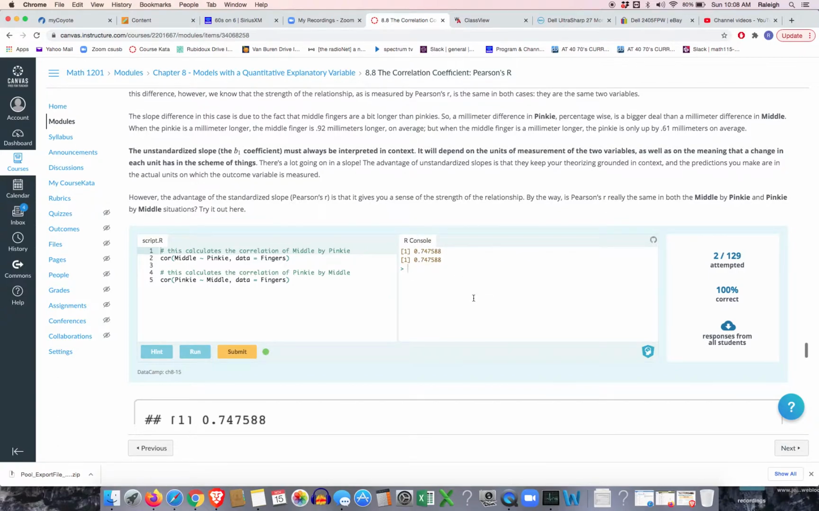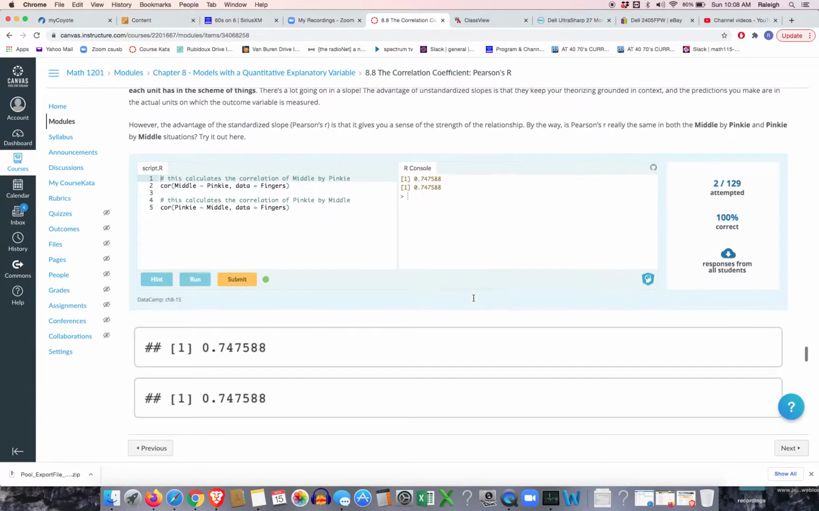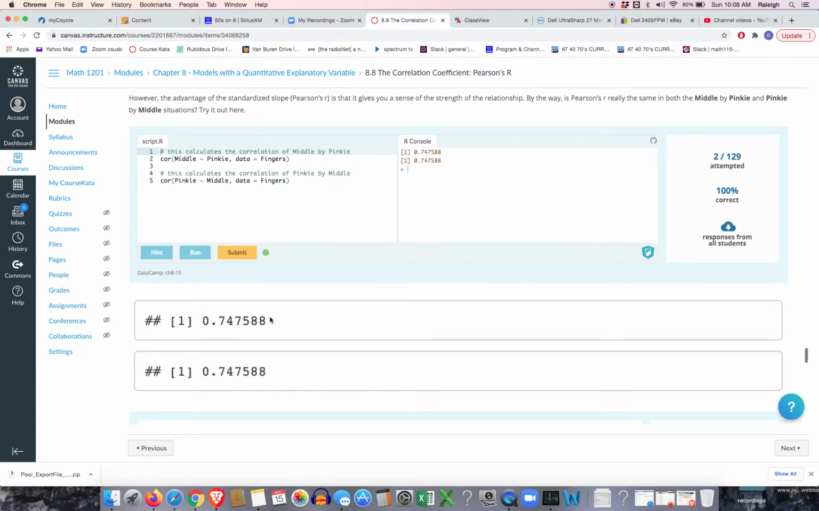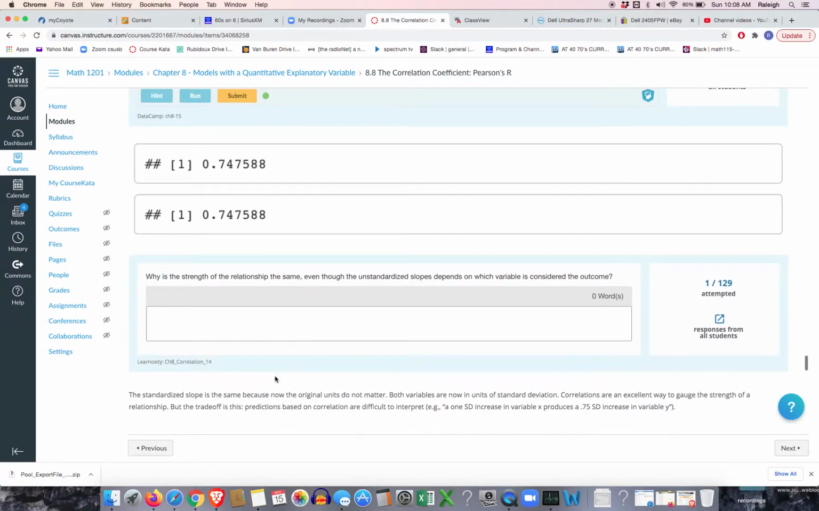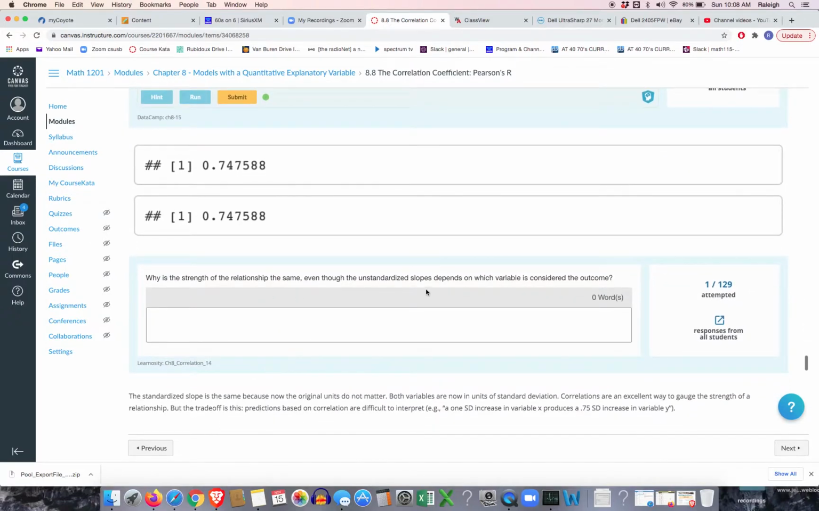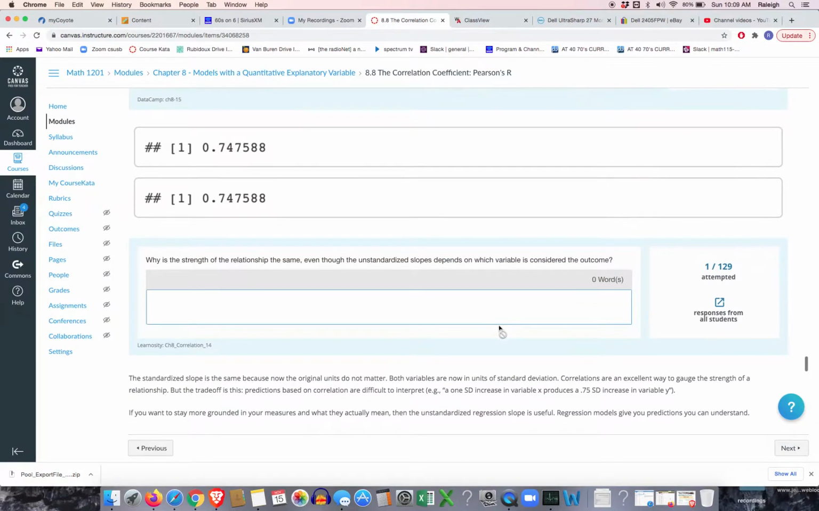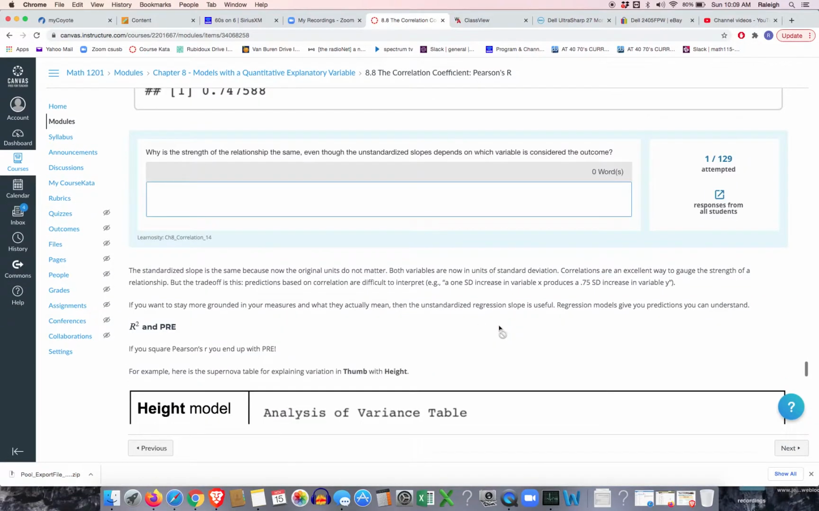0.748 to 3 decimal places, or there's 6 decimal places. They're both identical. R does not care what order you put them in. The slope would. So why is the strength the same? As I just said, R does not really pay much attention to that. The standardized slope is the same because now the original units do not matter. That is, R is the same. Both variables are now in terms of the standard deviation. Correlations are an excellent way to gauge the strength of a relationship, and the trade-off is predictions based on correlation sometimes can be difficult to interpret.